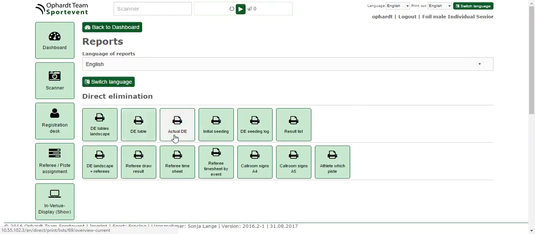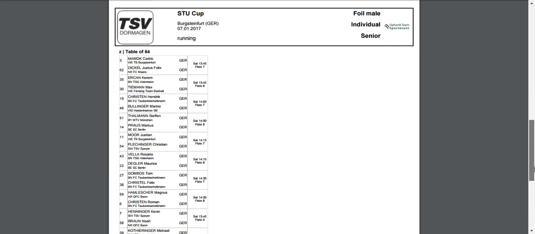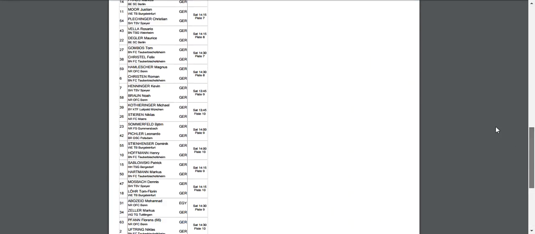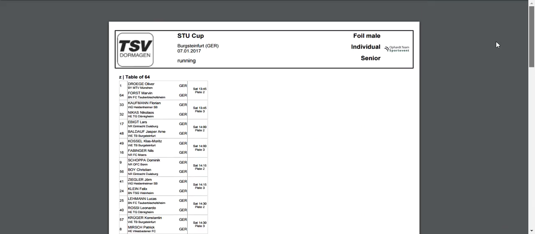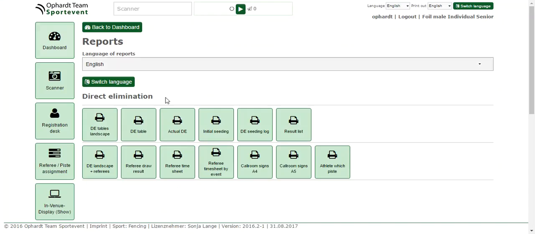We also have actual DE. This is only the print of the DE which is running. So in my case it's only a table of 64. This is sometimes helpful if somebody comes to the DT and says, okay, I just want to see what's going on now. I don't need before or behind what's coming up. Then we do have DE in landscape with and without referees.